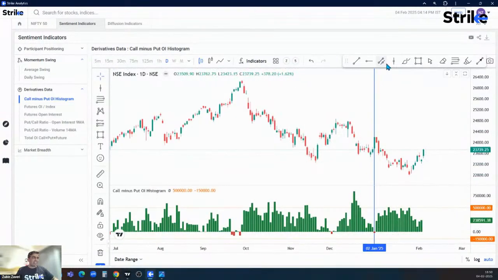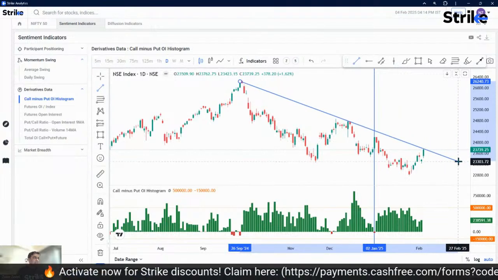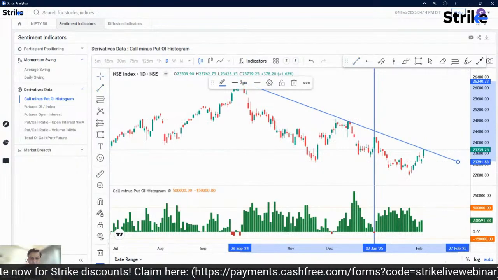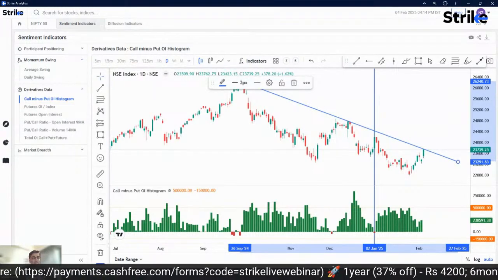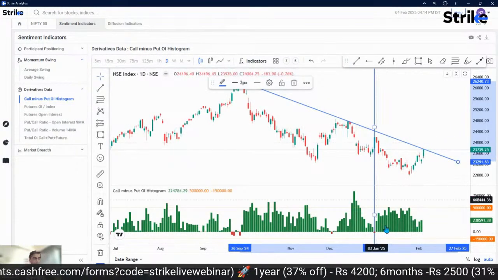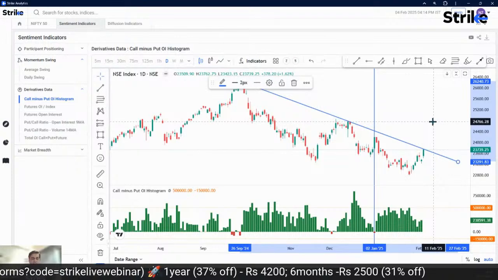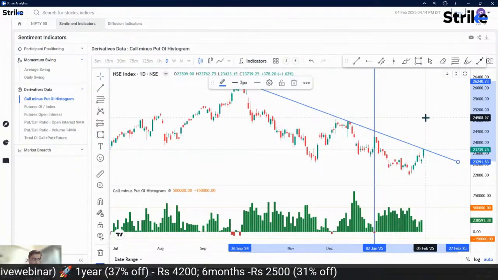So again, this data will work when there is some breakout. I'm repeating myself: first look at the price action and then look at the data. Just looking at the data and taking a trade will not make sense at all.